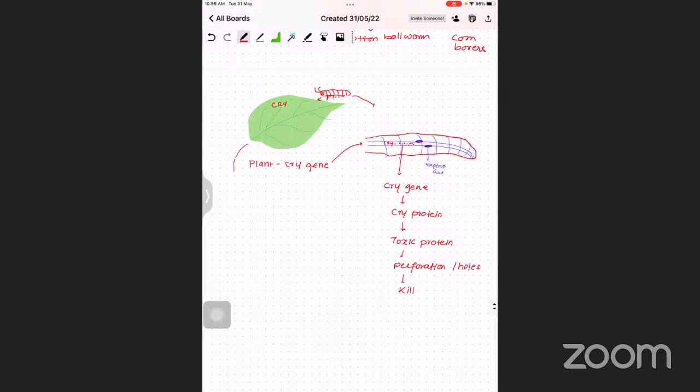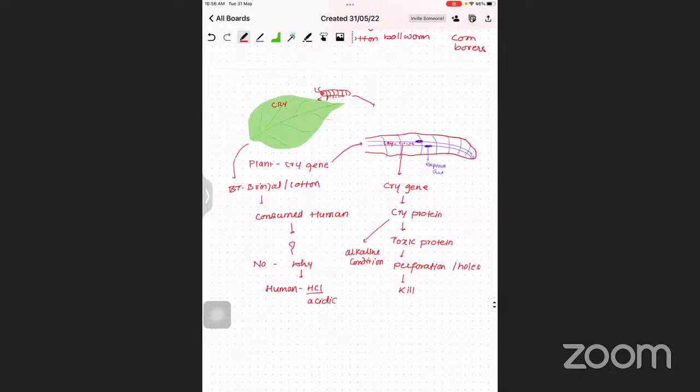Now the question is, if this is associated, say, with Bt brinjal or Bt cotton, if it is consumed by humans, what may happen? Whether cry proteins are going to express or not? No. Why? Because these cry proteins only express in alkaline condition, and the human gut has HCl, that is acidic, and hence cry proteins get denatured in the human gut. To produce cry proteins, that is toxic proteins, it kills by creating perforations or holes in that individual. So that is another point.